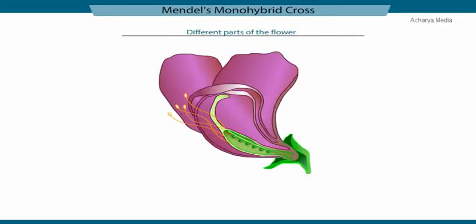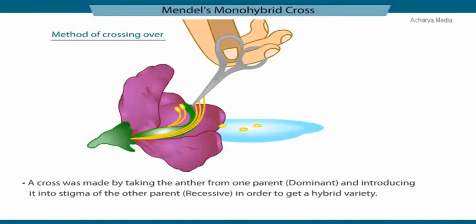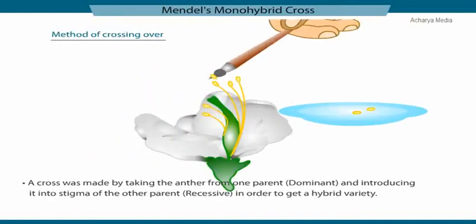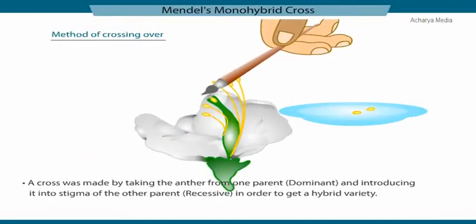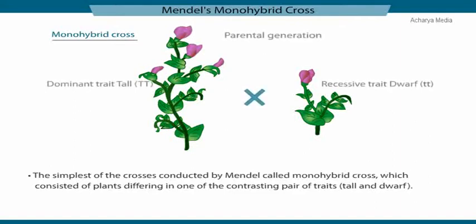Before making a cross between 2 flowers, we need to know the different parts of the flower. Mendel made a crossover by taking pollen and introduced it into the stigma of the recessive parent. The simplest of the crosses conducted by Mendel is called monohybrid cross, which consisted of tall and dwarf plants.